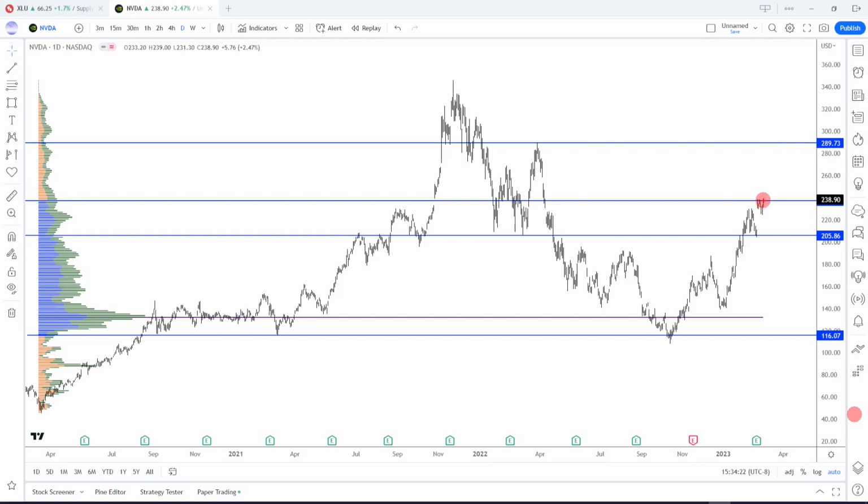Now, if it does get rejected back down and dips below and stays underneath this 238, then I'd be watching for a possible swing short, at least on a little bit intermediate term, down to this 205.86 area. But if it breaks below that, then I could see NVIDIA eventually retrace back down to this 116 level. But for now, I'm just concentrating on the price action, either a swing short down to the 205 or a swing long up to the 289 possibility.